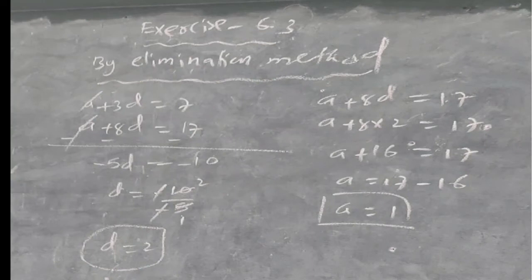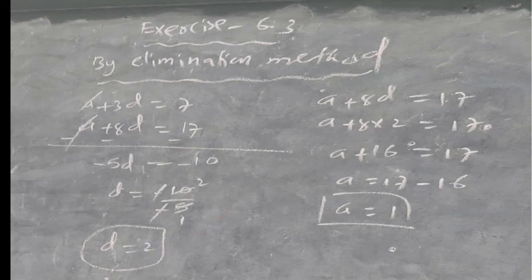In the elimination method, change the sign for the second equation. So here plus 8d will become minus 8d, plus 17 is minus 17. So plus a, minus a cancel. 3d minus 8d is minus 5d. It equals 7 minus 17, equals minus 10. Then d value is 2.